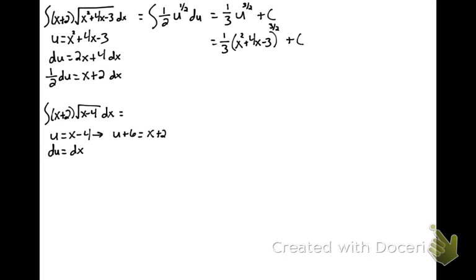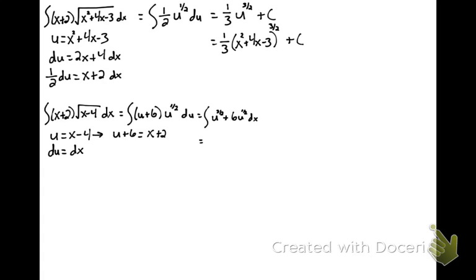Because when we do this, I'll replace x plus 2 with u plus 6, and I'll replace x minus 4 with u, so this will be u to the 1/2 power, and I'll replace dx with du. Now I can just distribute, and this becomes u to the 3/2 plus 6u to the 1/2 du, and I can integrate that.